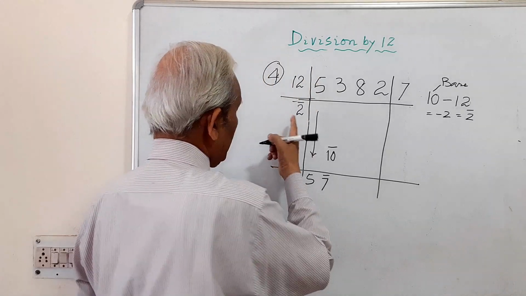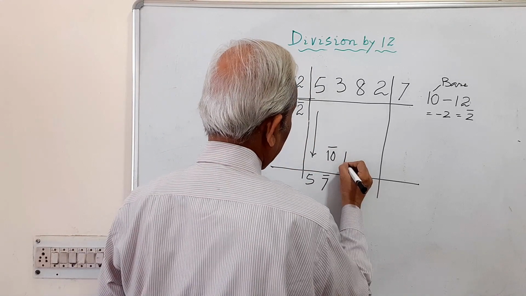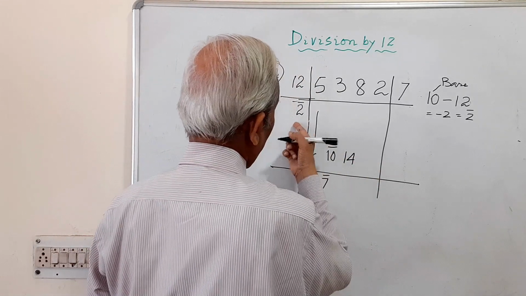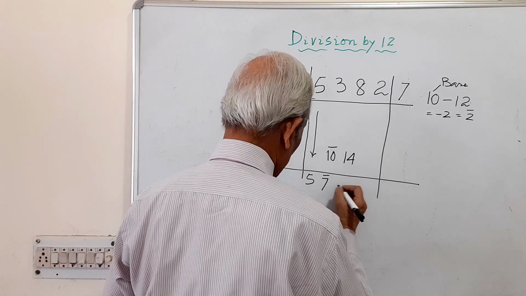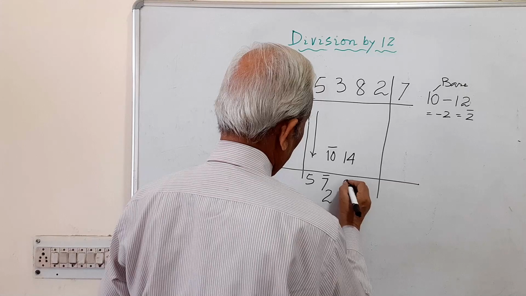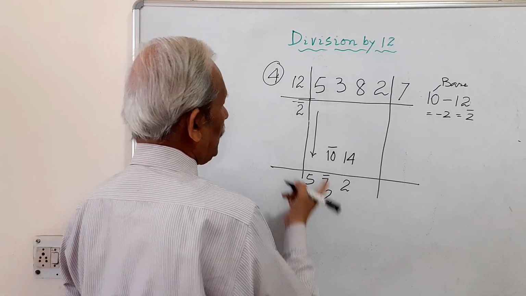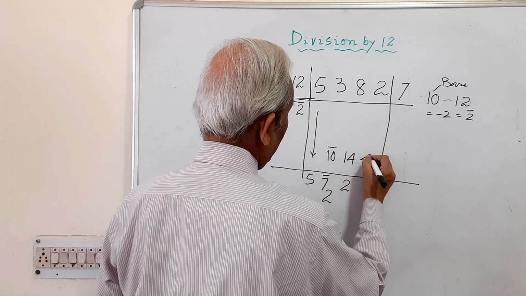7 bar here. 7 bar into 2 bar is 14. Minus 7 into minus 2 is plus 14. 14 plus 8 is 22. Write down 2 here and 2 here. 22 into 2 bar is 44 bar.